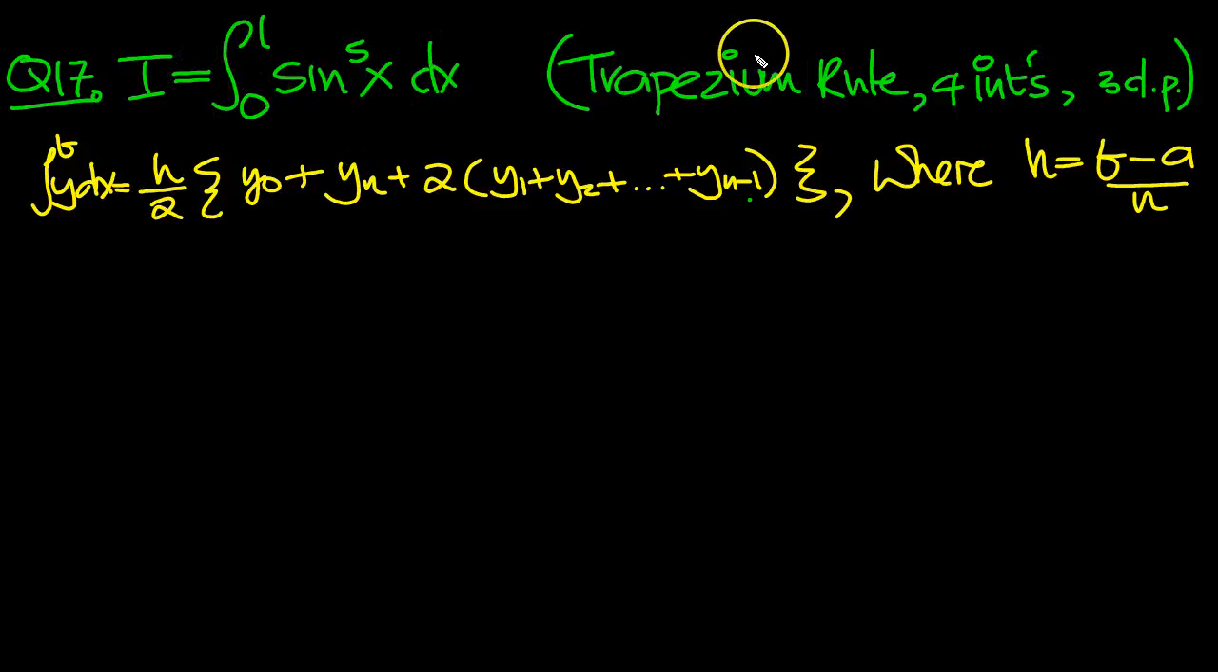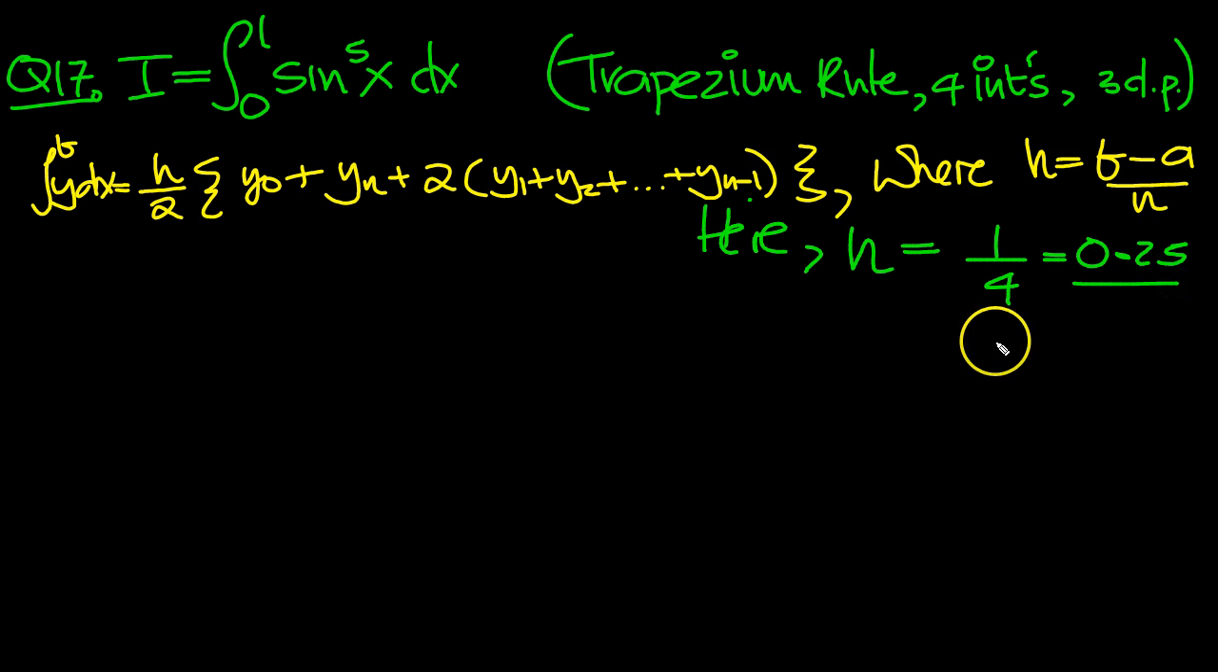Evaluate this integral using the trapezium rule with 4 intervals to 3 decimal places. So let's do that then. This is the first thing we need. So here, let's get the h value. b minus a, so 1 minus 0 is 1, over the number of intervals, which is 4, a quarter, which we can write as 0.25 if we wish.